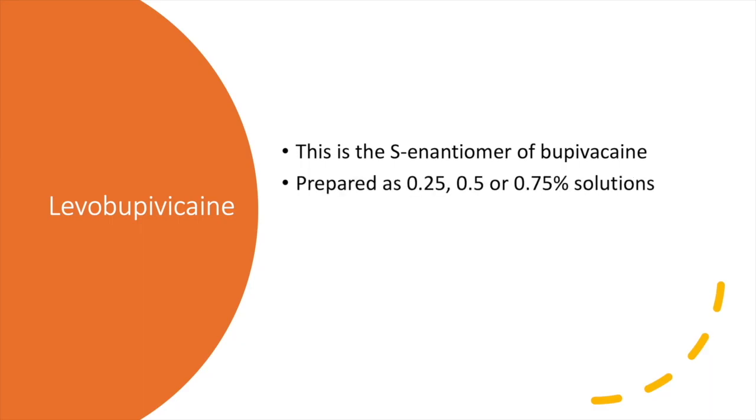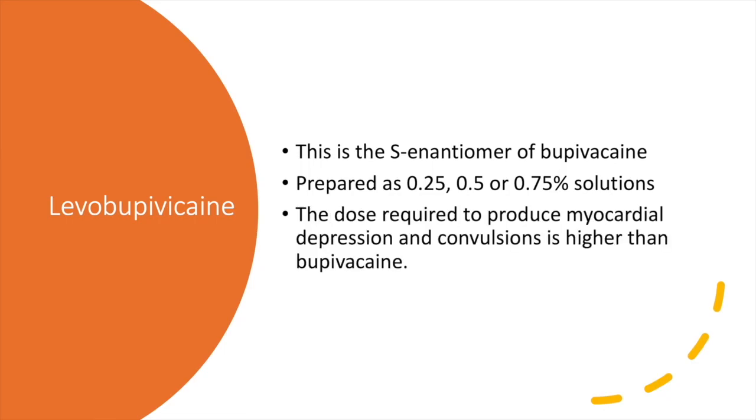It's prepared as a 0.25, a 0.5 or a 0.75% solution, and the other important thing about levobupivacaine compared to bupivacaine is the dose required to produce myocardial depression or convulsions is higher than bupivacaine, and therefore it's felt to be safer, and that's why we tend to use levobupivacaine more commonly now.